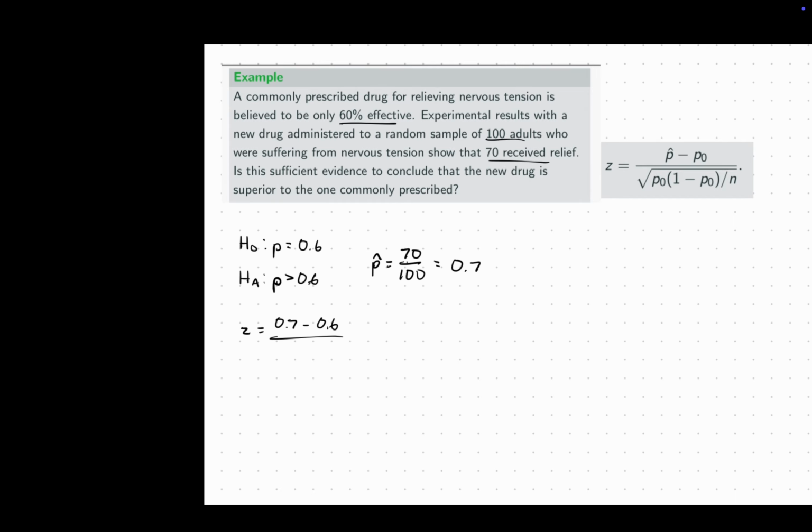And then we can plug in our values, so 0.6 times 1 minus 0.6, and then all of this is divided by our n, which in this case is 100. And so if we solve that, that's about 2.04.